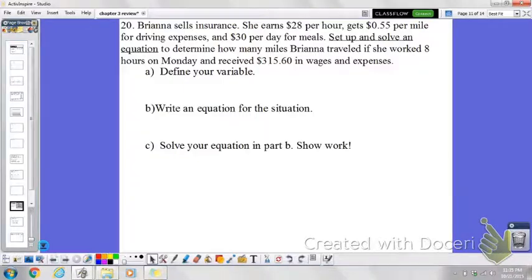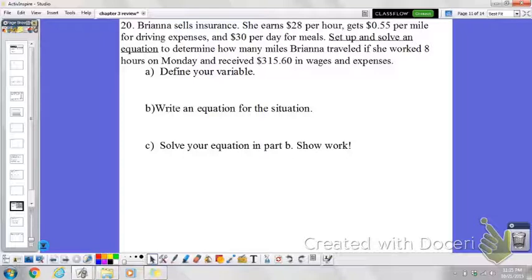For number 20, we have Brianna sells insurance. She earns $28 per hour, gets 55 cents per mile for driving expenses, and $30 per day for meals. Set up and solve an equation to determine how many miles Brianna traveled if she worked 8 hours on Monday and received $315.60 in wages and expenses.